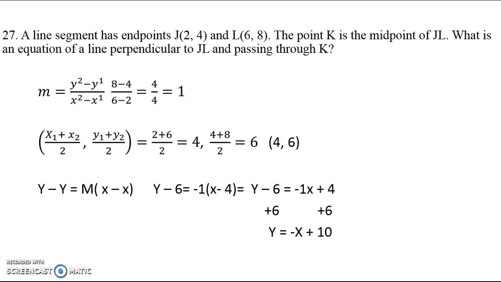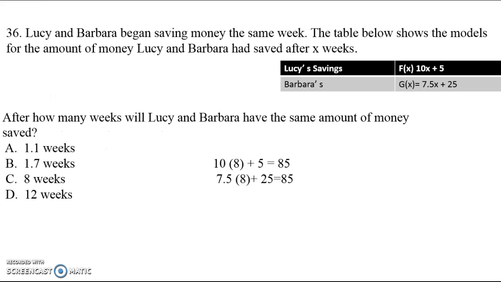Plus negative 6 is 0, and 6 plus 4 is 10, so we bring down the 10 and add it up to x. You don't have to bring the 1, because the 1 is always in front of an x. And so we bring down the y, and our equation is y equals x plus 10. That would be our equation for the perpendicular line of J and L passing through K. Okay, so let's move on to our next question.